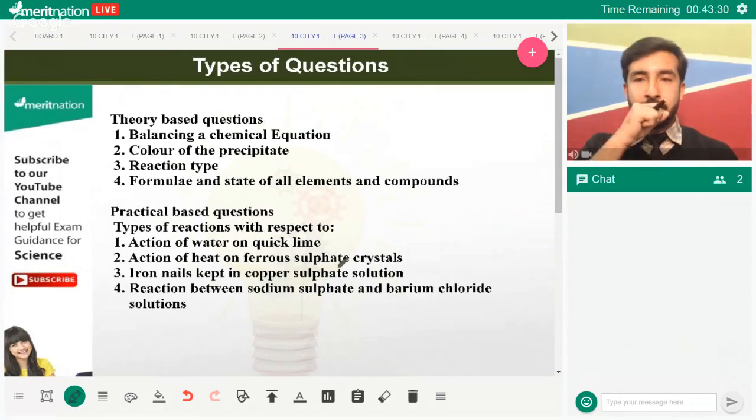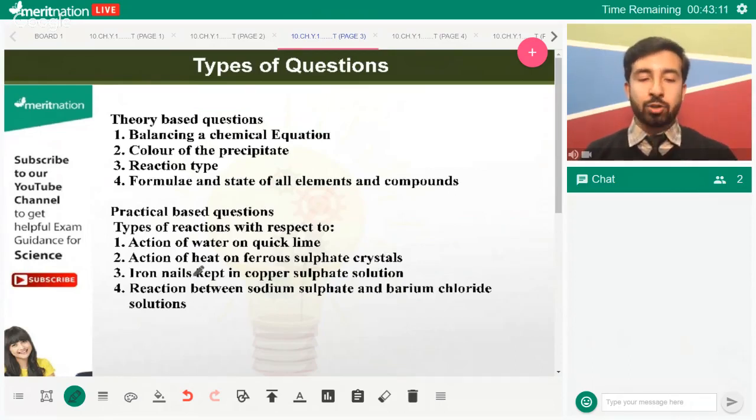The next one is action of heat on ferrous sulfate crystals. We all know ferrous sulfate crystals are hydrated. They have water in them. When we heat them, the water is removed and it becomes anhydrous. And the color of the crystals changes from light green to white.